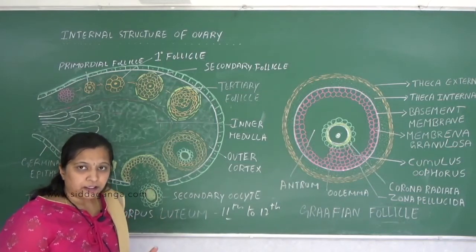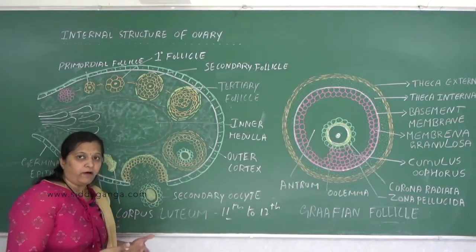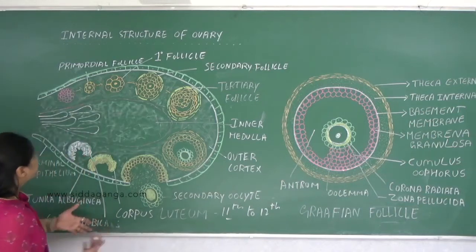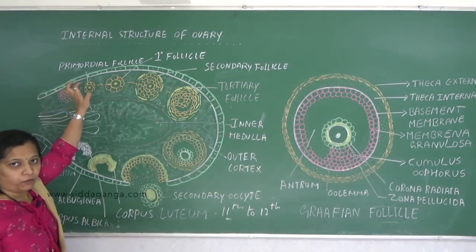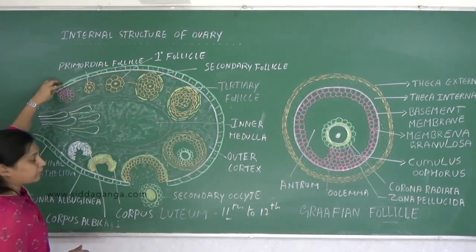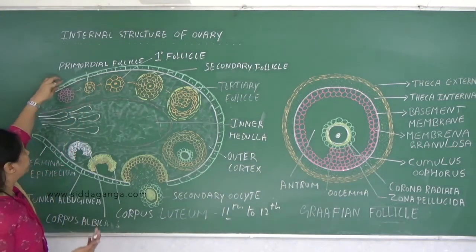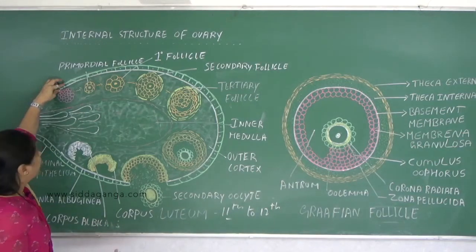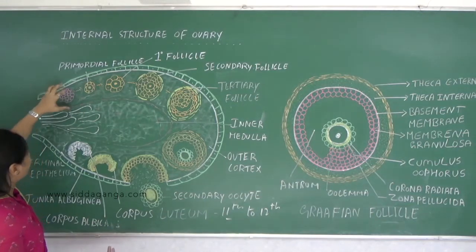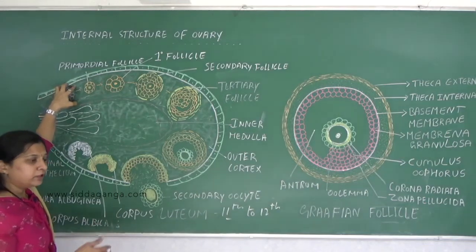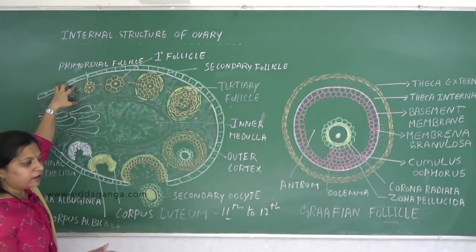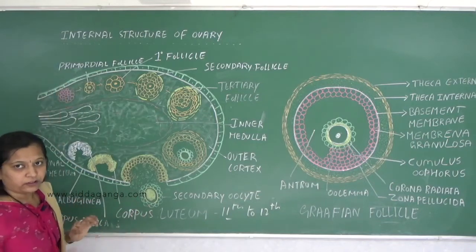They become larger and they start dividing mitotically, and produce more and more oogonia. So when do the oogonia develop? They develop during early fetal life only, and no oogonia will develop after birth.